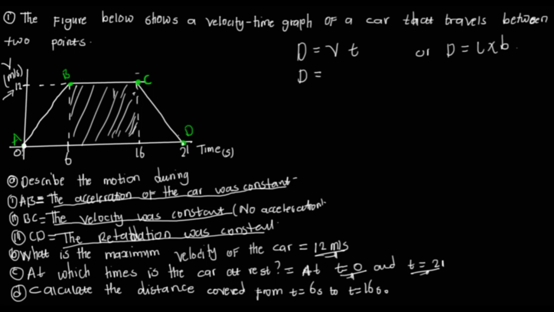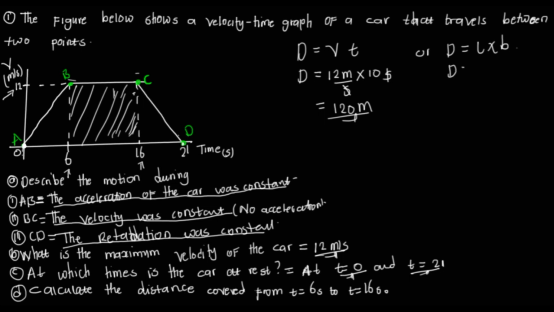You can see that the velocity between B and C was constant at 12. So that is 12 meters per second times the seconds taken from B to C. B is 6 seconds, C is 16 seconds, so we find the difference between the two numbers. 16 minus 6 is 10, so the time taken was 10 seconds. We can cancel the seconds. 12 times 10 is 120 meters. So we can find the distance by multiplying velocity with time.